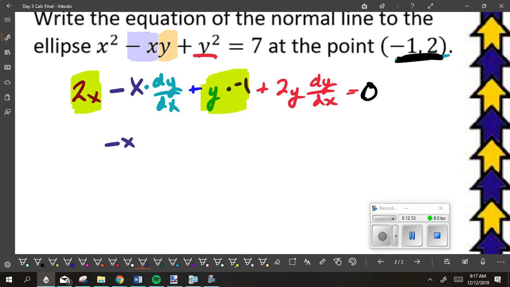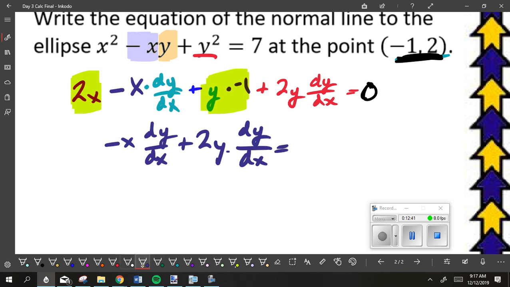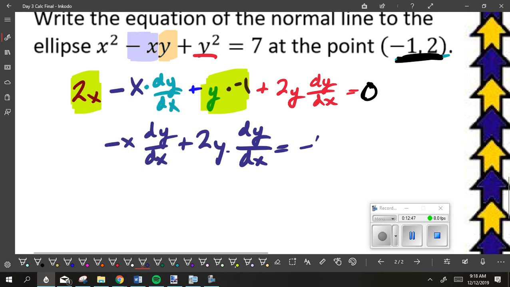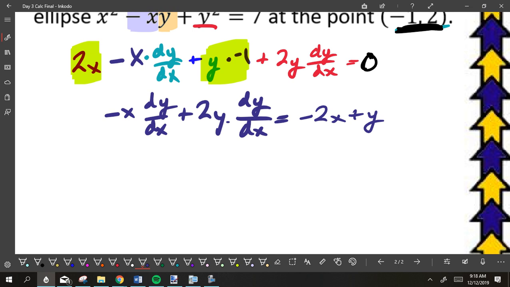So I'm going to get stuck with this problem: negative x dy over dx plus 2y dy over dx is equal to, on the other side, negative 2x and then plus y. Moved all the dy dx's on one side, moved everything else to the other. At this point, I want to get dy dx by itself. So what can I do with these two things? I can't combine them together. I'm going to factor out what they share, and they both have a dy dx in them. So if I factor out a dy dx, then I'm left with negative x plus 2y.